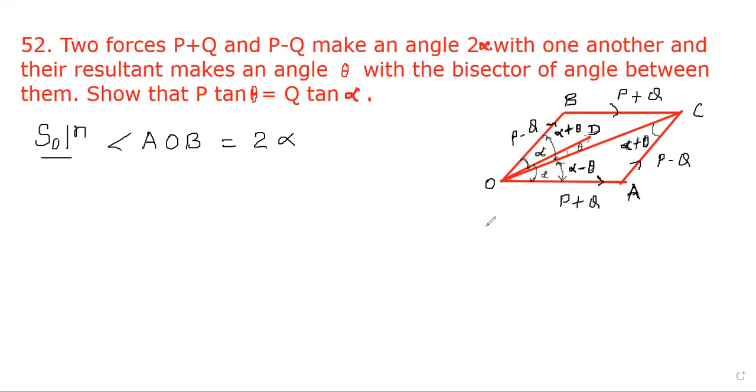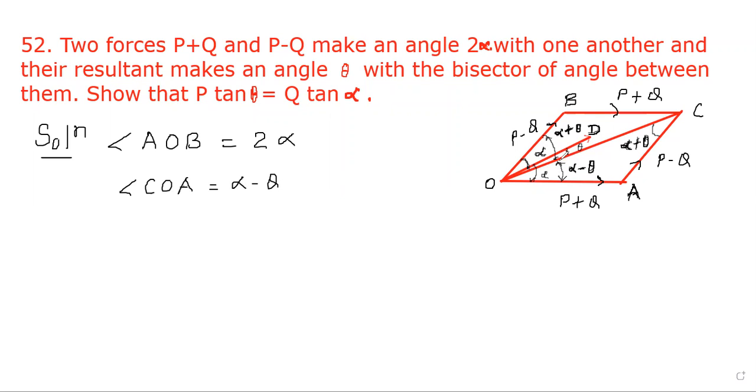Now, here OD makes an angle theta with OC. So this angle is theta. And this OD is the angle bisector, so we can say that BOD equals DOA. If this angle is theta, then this angle will be alpha minus theta. That is, angle COA will be equal to alpha minus theta.